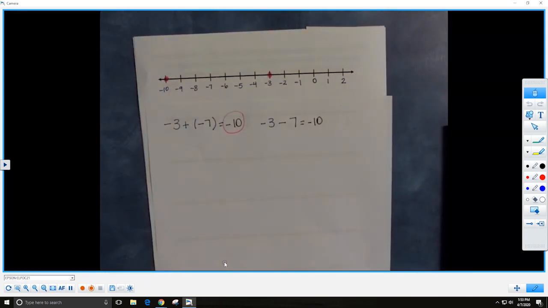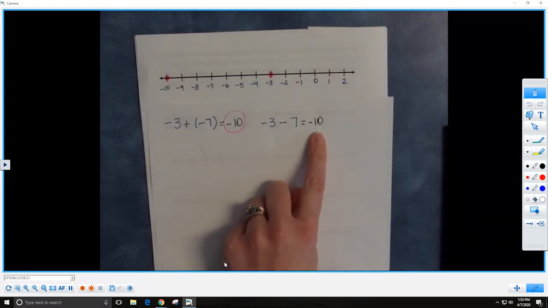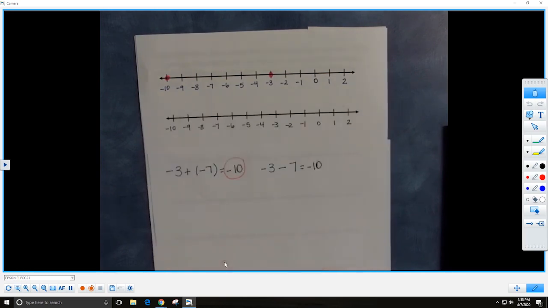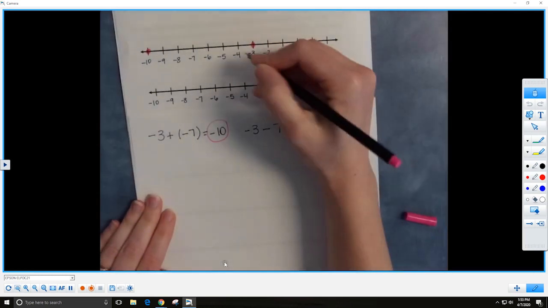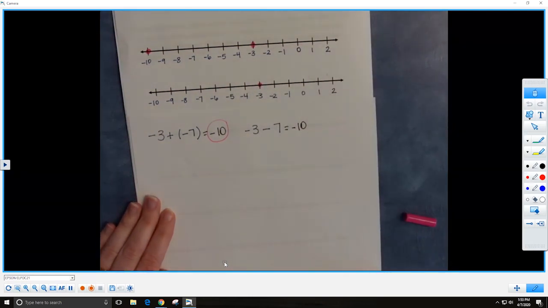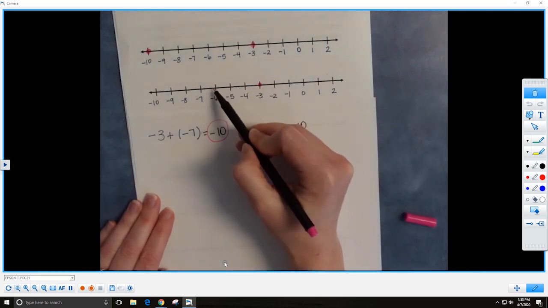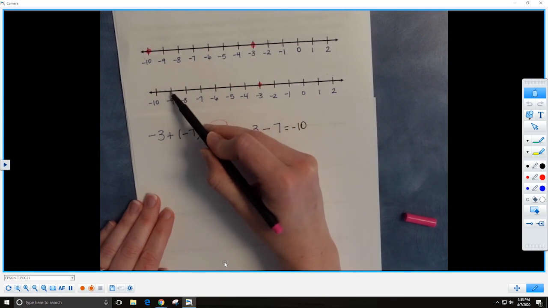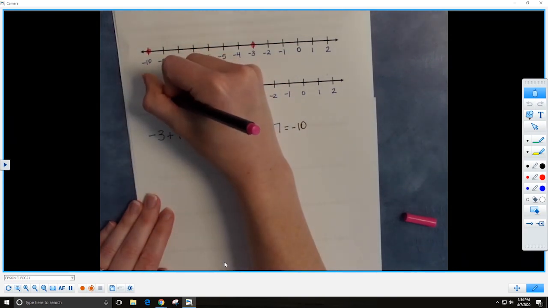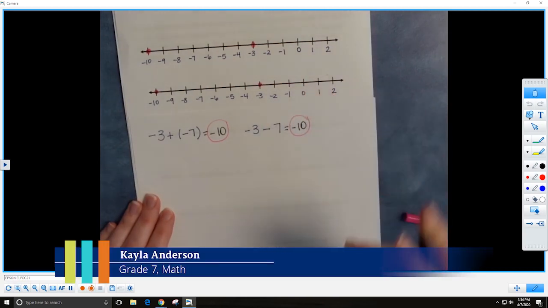Now let's model -3 minus 7, which is the second expression that we had, which also equaled -10. So again, I'm going to begin at -3. When we are subtracting 7, which direction do we move? That's right, we move to the left 7 places. So again, I'm going to move to the left 1, 2, 3, 4, 5, 6, 7 places. We ended at -10. That means our answer is -10.